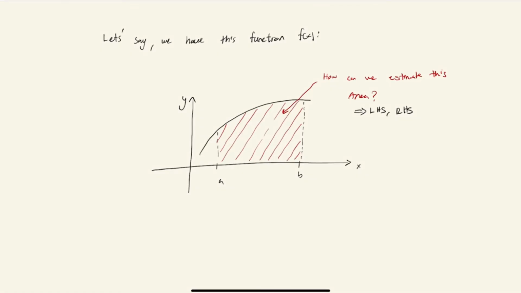Here we have this function of x, and we want to estimate or find this area under the graph of this function going from a to b. How are we going to do that? Again, we want to find this shaded area in red. We're going to use something called the left-hand sum or right-hand sum, LHS or RHS.